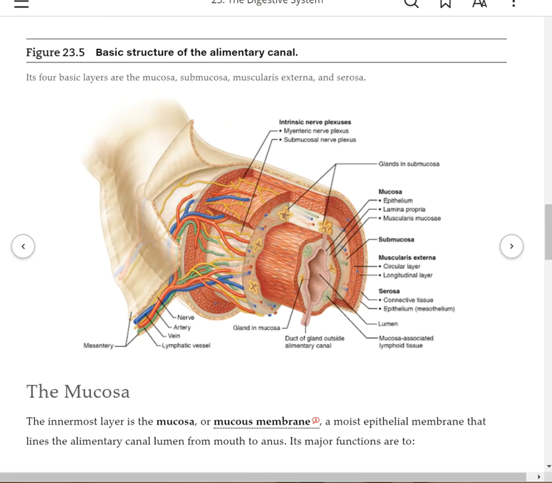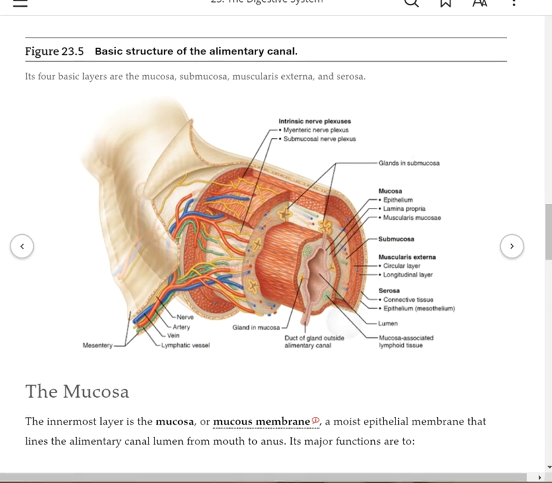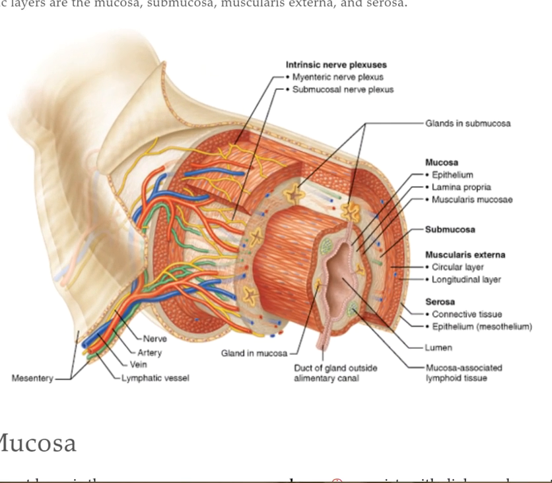Okay, so I just brought up the picture from your book, and this is the basic structure of the alimentary canal. And so what we can do is go back and forth between the notes and the book here. So I'm going to zoom in just a little bit more so we can see those words better. All right, now we're going to switch back over.